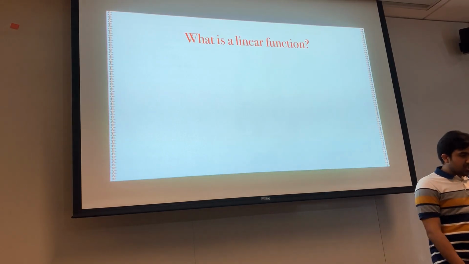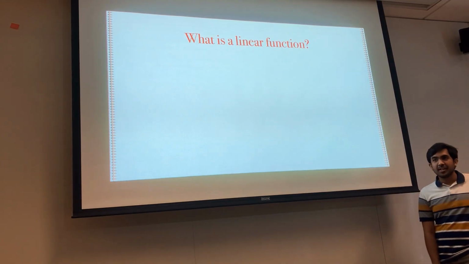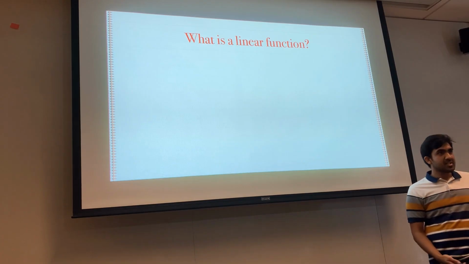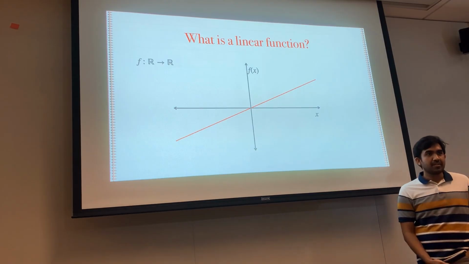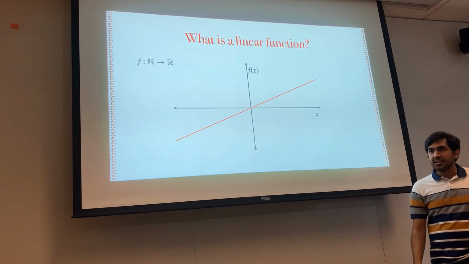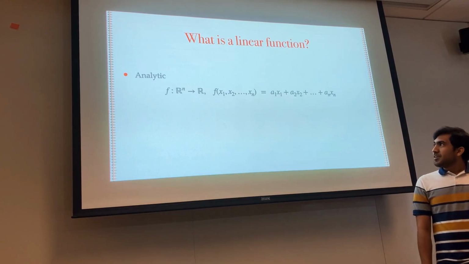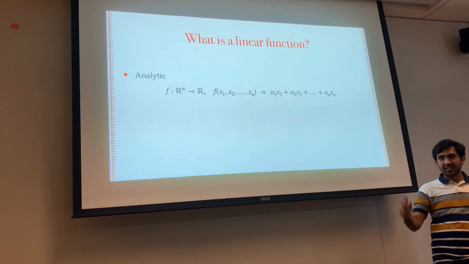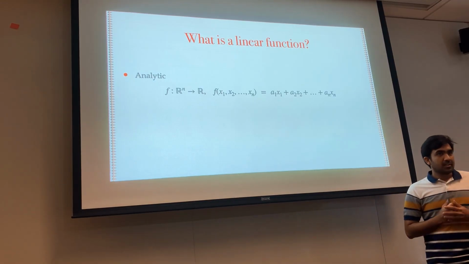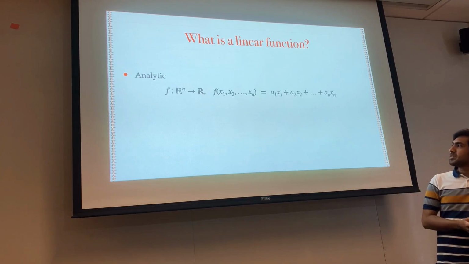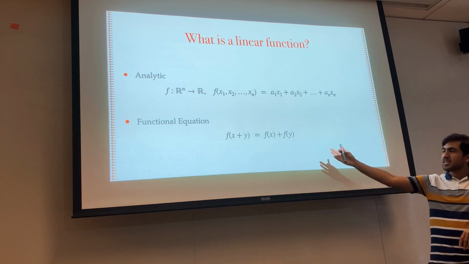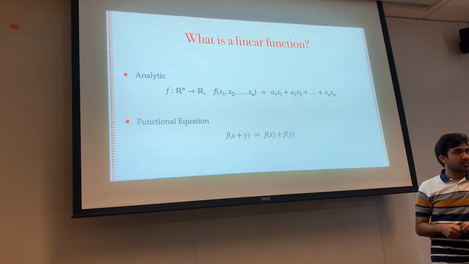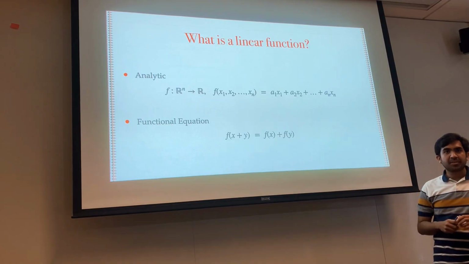Okay, so let's get started with the most basic thing, a linear function. If I ask you what a linear function is, the image you'd probably think of is this. If you think of a function from the reals to itself, then this is what you might think of as a linear function. Or if you're more into equations, you might think of an analytic degree 1 equation. So a linear function can be represented in this form. Or more generally, you can say a linear function is something that satisfies the functional equation f of x plus y equals f of x plus f of y. So you understand what a linear function is.